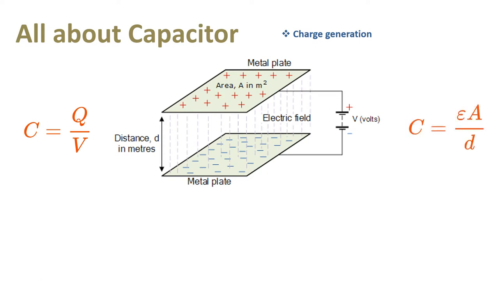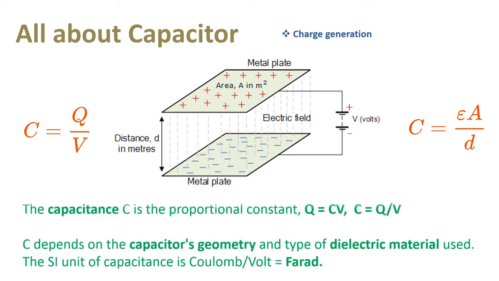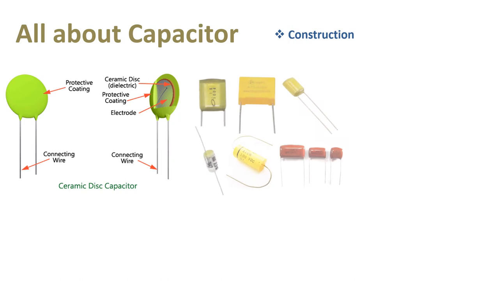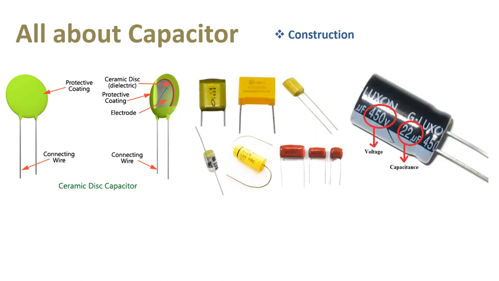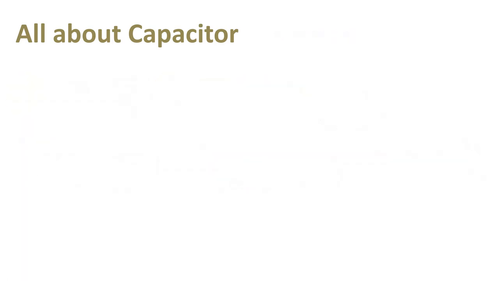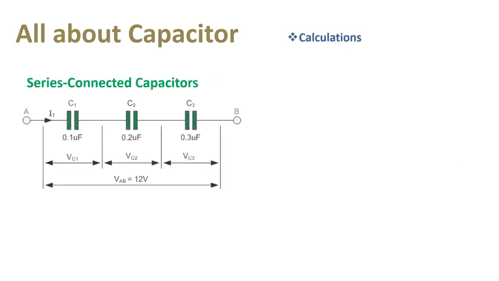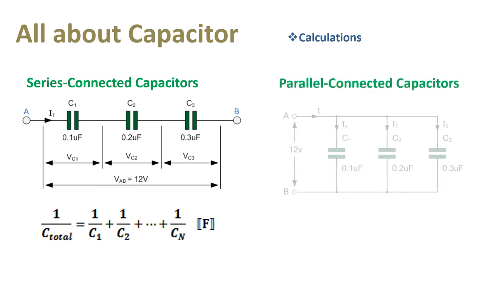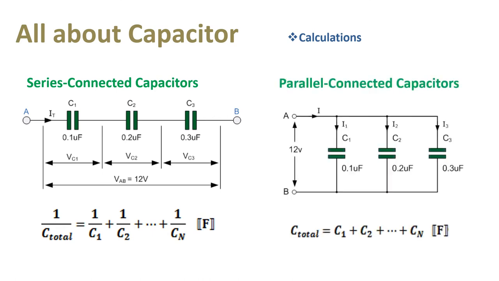Capacitance depends upon the area of the plates, the distance between the two plates, the type of plates and the type of dielectric. On the basis of these parameters, capacitors are of three types: ceramic capacitors, film capacitors and electrolytic capacitors. When we connect capacitors in series, the resultant value of capacitance decreases. To increase the capacitance, we can connect the capacitors in parallel.